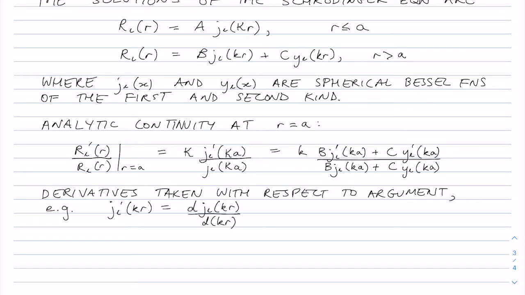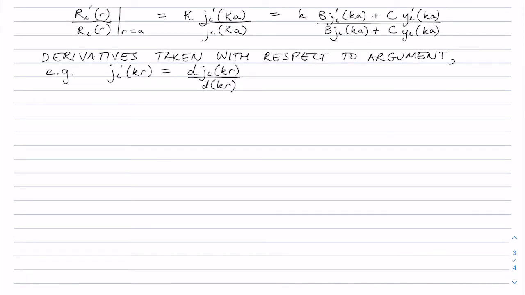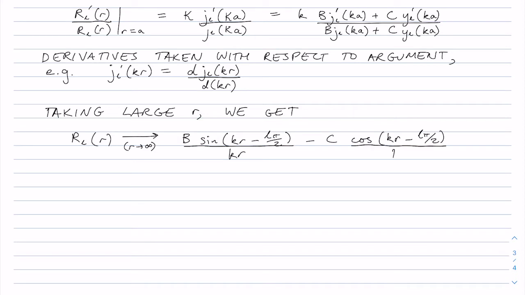Okay, so this gives us a relationship between B and C, and now what we need to do is think about what's happening at large distances where we know the wave function. So at large distances, we can expand this by taking the large distance limit of the spherical Bessel functions in the standard way. So these are the leading terms of the spherical Bessel functions for large argument kr.